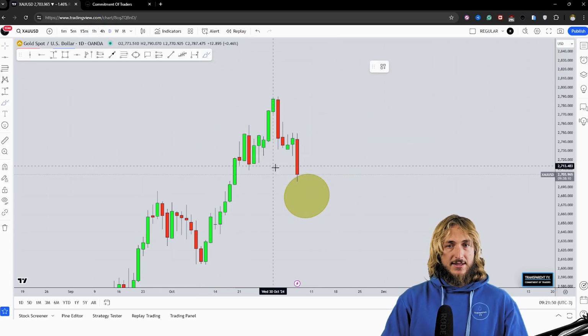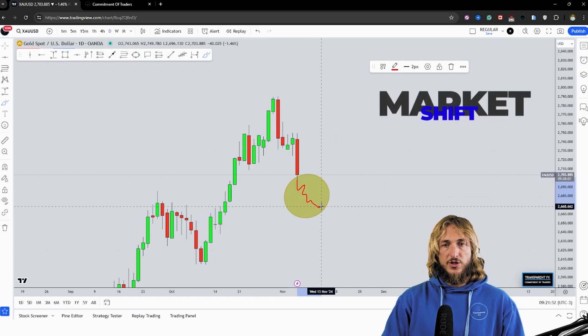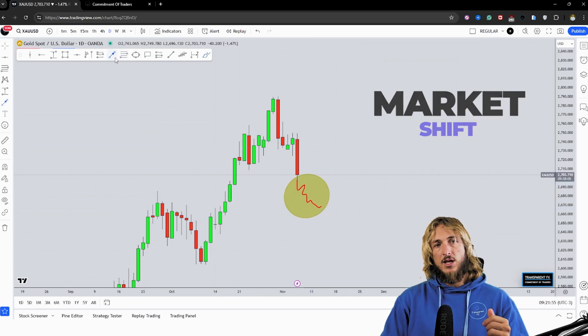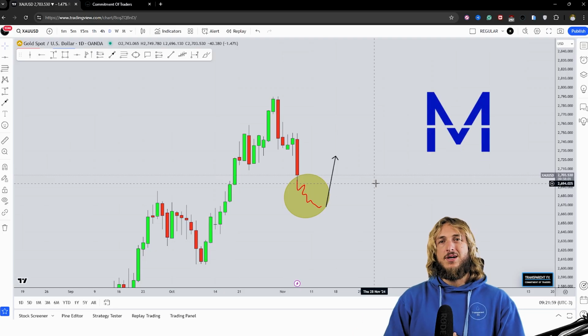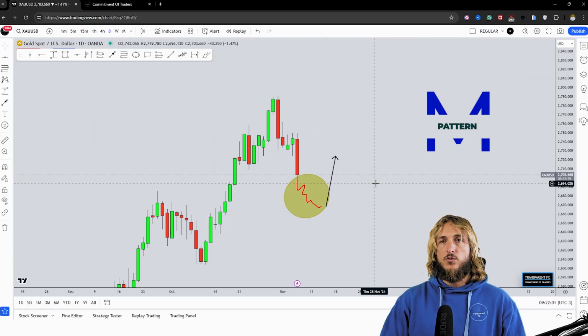Therefore, what I would expect is that if this market would shift from an intraday bearish to a bullish market, at that point, I wouldn't be surprised to see a potential rejection to the upside, completing the M pattern at the neckline. That definitely wouldn't surprise me.